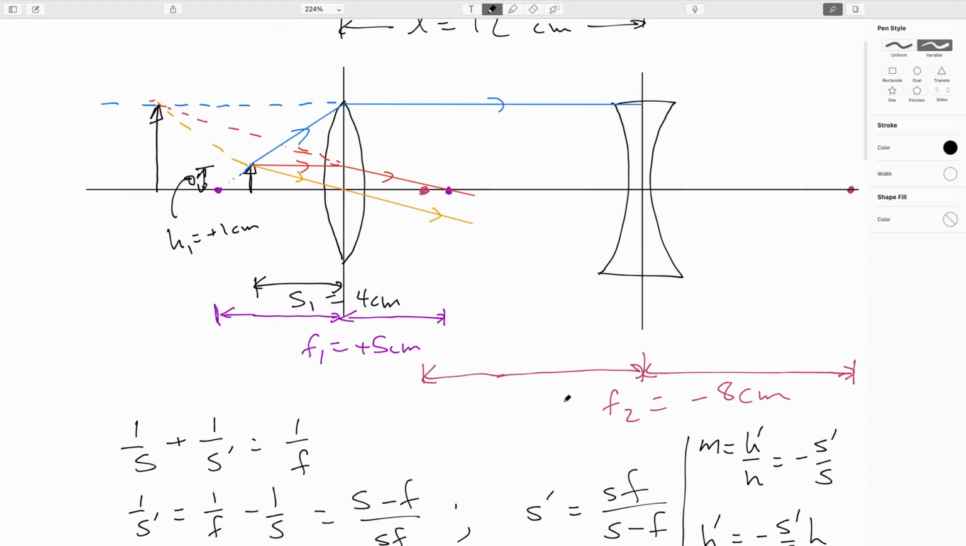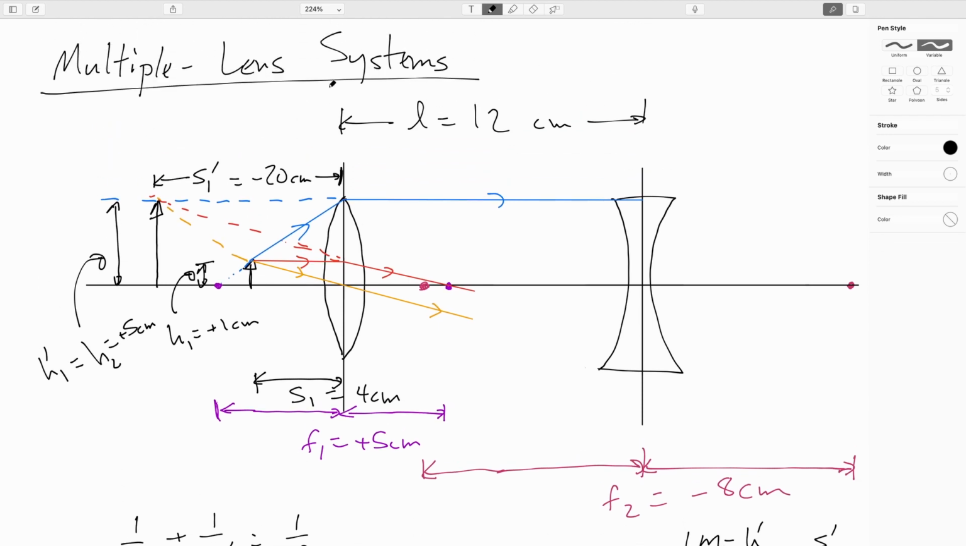All right, so we can go ahead and dimension those off. This height here is going to play double duty. This is h1 prime, but since it'll be the object for lens number 2, this is also h2, and this we said was plus 5 centimeters. We also worked out that this distance here, s1 prime, was minus 20 centimeters.